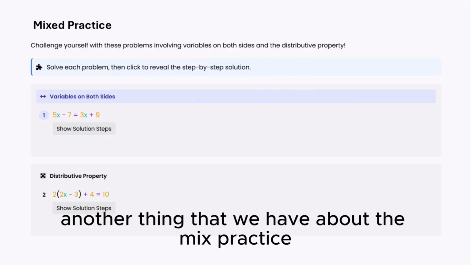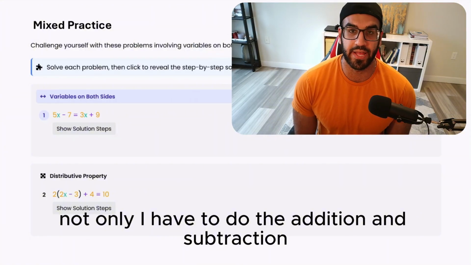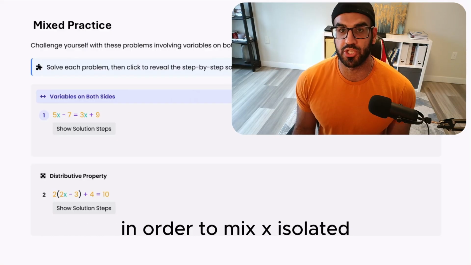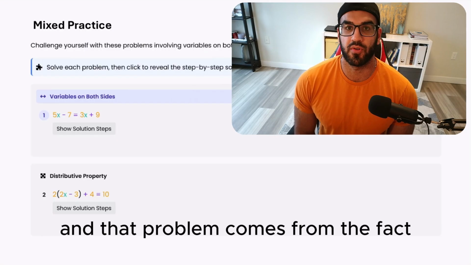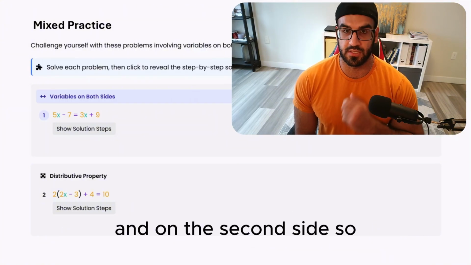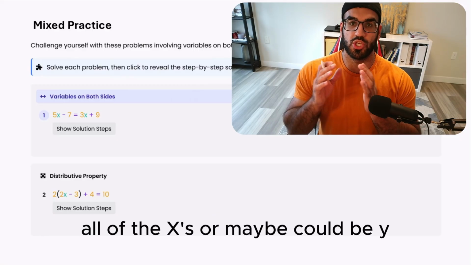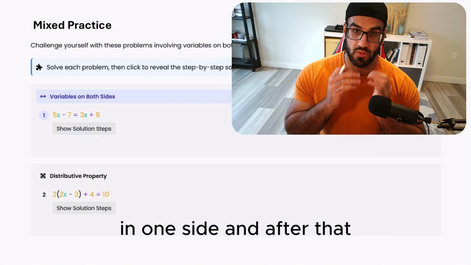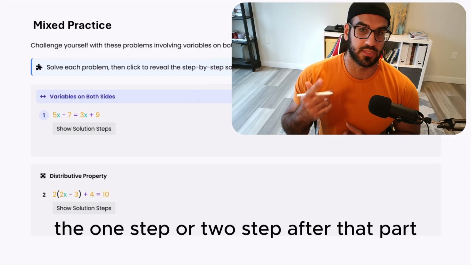Another thing that we have about the mixed practice, it means that at this point, not only do I have to do the addition and subtraction or multiplication and division based on the usage of inverse operation in order to make x isolated, I do have another problem. And that problem comes from the fact that my x is going to be there on the first side and on the second side. So the very first thing that we have to do is to make sure that we keep all of the x's, or maybe it could be y, z, or any other kind of variable that you have, in one side, and after that try to do all of the things that we just learned, the one step or two step.